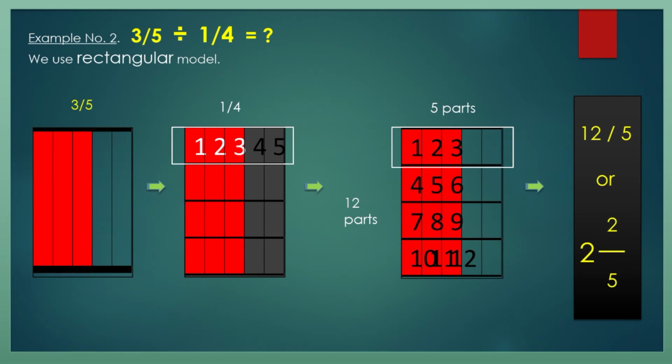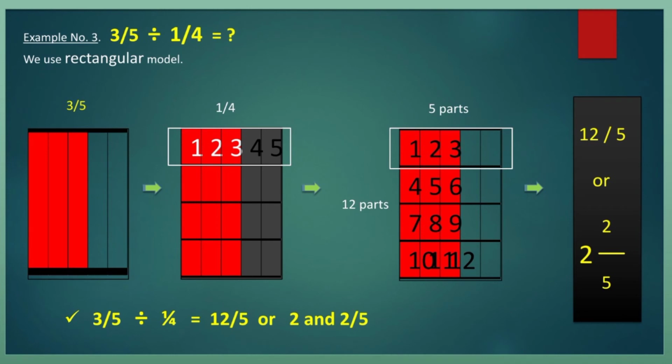Or in mixed form, 2 and 2/5. You can have two 5s and 2 remainder, for the mixed number 2 and 2/5. So 3/5 divided by 1/4 is equal to 12/5 or 2 and 2/5. So we got the correct answer. It's a mixed fraction answer.